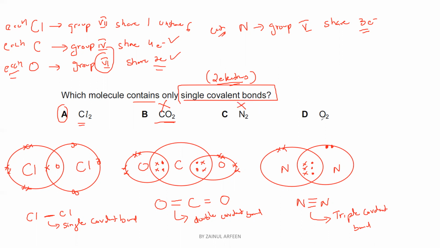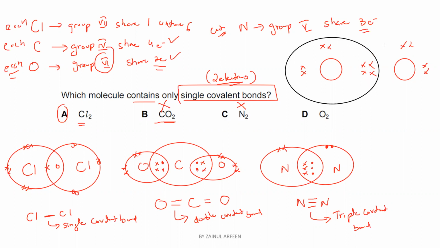What about option D? Oxygen belongs to group 6. So each oxygen will share 2 electrons. Left hand side oxygen brings 2, right hand side will also bring 2, and unshared will be 4. So when we draw the structure, this is a structure of oxygen because there are 2 pairs of electrons between the atoms.